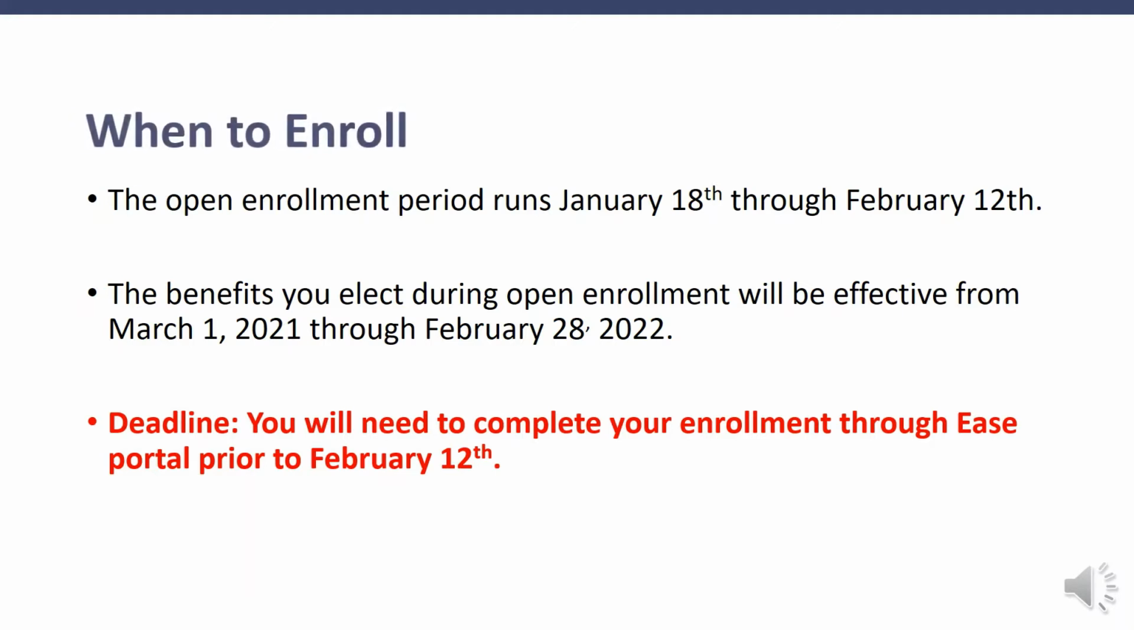When to enroll. The open enrollment period runs from January 18th through February 12th. The benefits you elect during open enrollment will be effective from March 1st, 2021 through February 28, 2022. The deadline to complete your enrollment on the EASE portal will be February 12th.